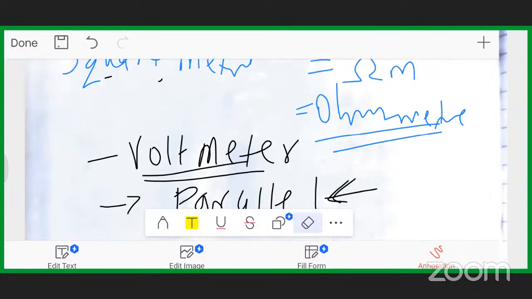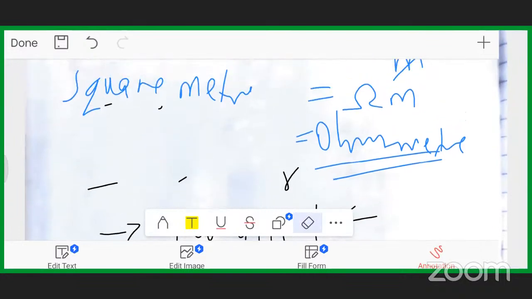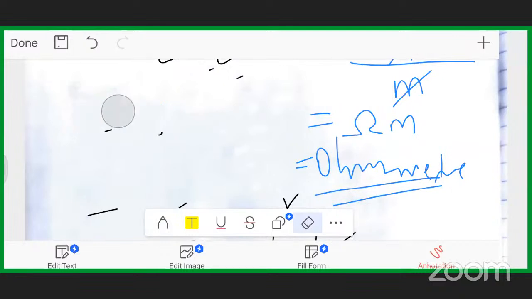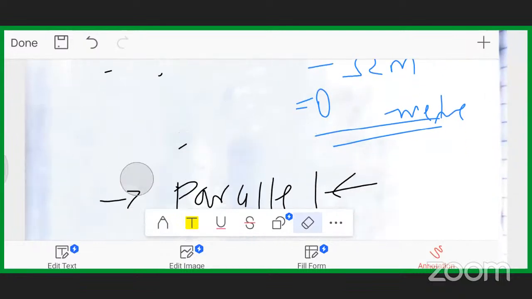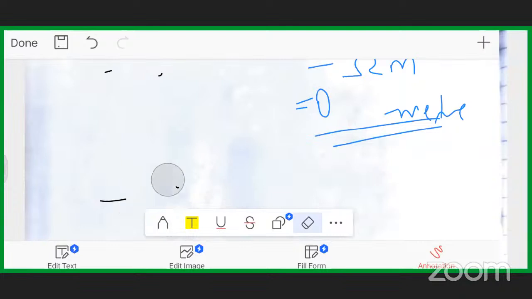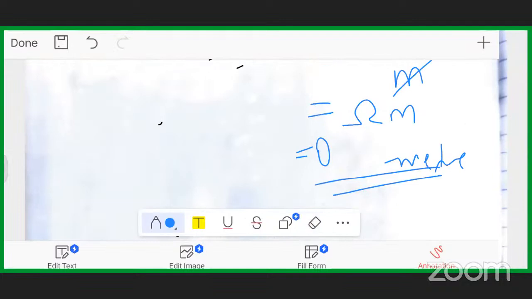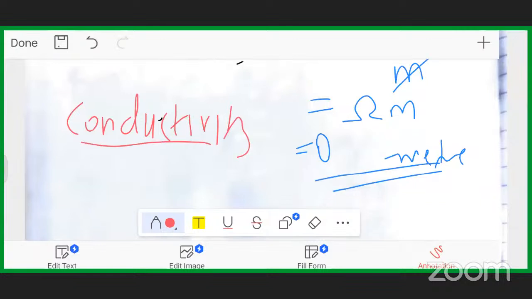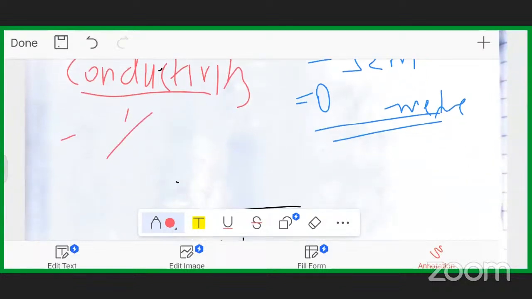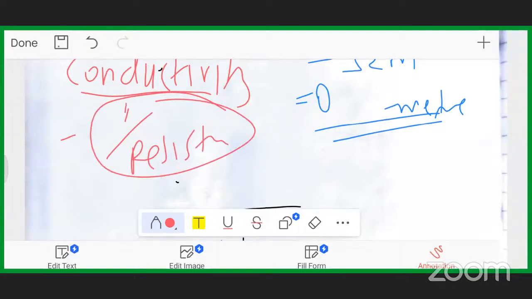Now we also have something called the reciprocal of resistivity. And the reciprocal of resistivity gives us something else called what? What is the opposite of resistivity? Conductivity. Very good. So conductivity and resistivity are not the same thing. They're reciprocals. This conductivity is simply 1 over the resistivity, the reciprocal of resistivity.